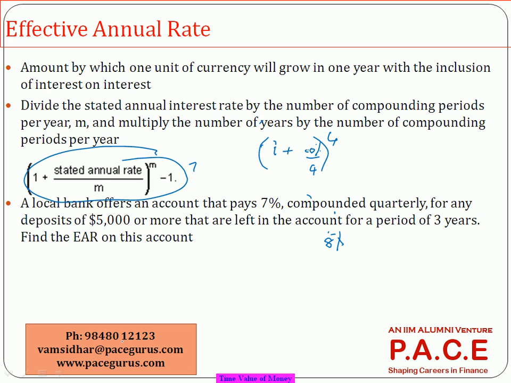So why should you use this information? Let's say you have two options. One bank is saying 10% with quarterly compounding. The other investment is saying 10.25% annual compounding. Probably on the face of it, 10.25 looks attractive to me.